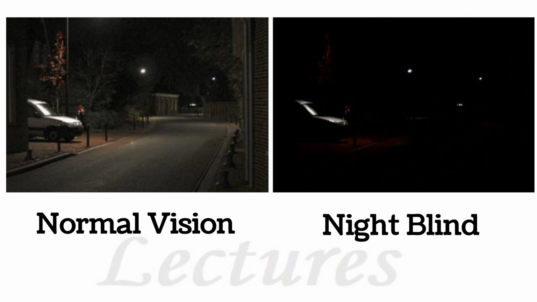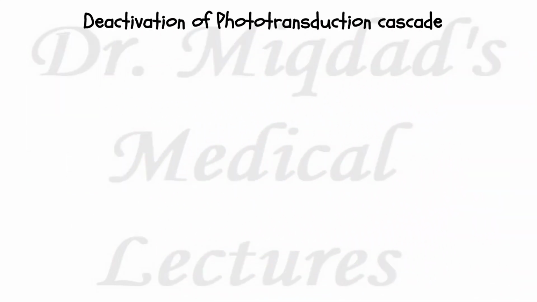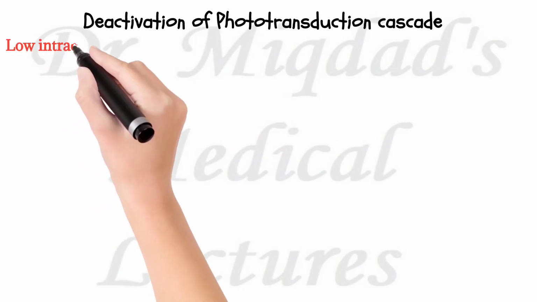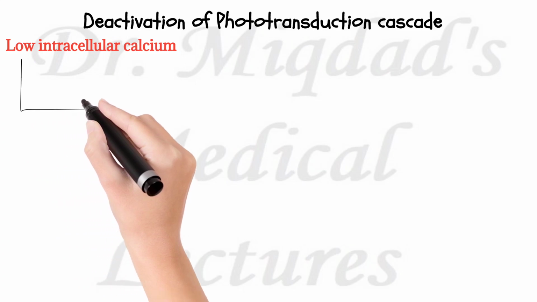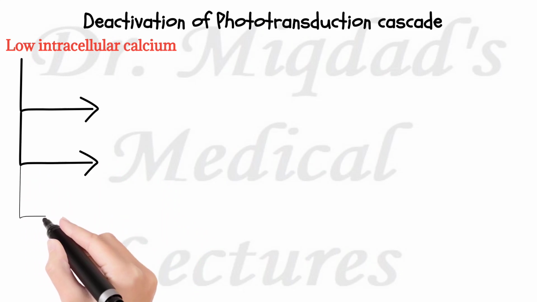Now let's discuss how this phototransduction cascade is deactivated. This is very important because the photoreceptor's response to a single photon must be terminated so that the cell can respond to another photon. We already discussed that in light, low cyclic GMP levels close the sodium and calcium channels, reducing intracellular sodium and calcium. These lower calcium levels indeed help in termination of the phototransduction cascade by multiple mechanisms.